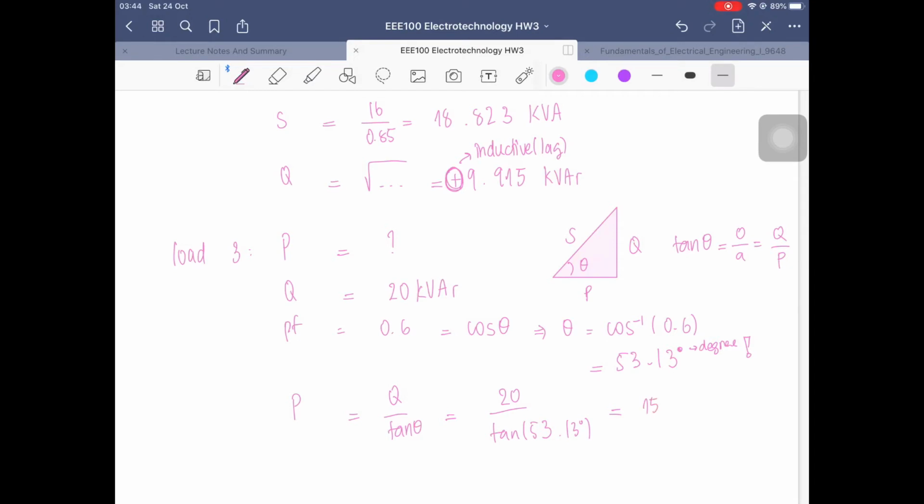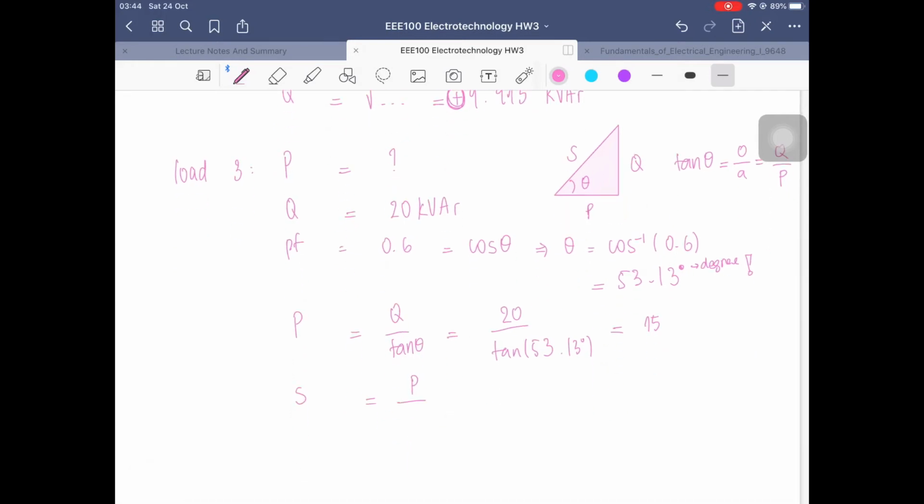Yes, I guess it's right. So after getting the value of the true power, we're going to find the apparent power, which is the S, which is 15 over 0.6. At this point, I do not need to use any trigonometry rules like sine or cosine, because I already know the P. So it's very easy, just like the normal P over PF, 15 over 0.6, it is 25 kVA.